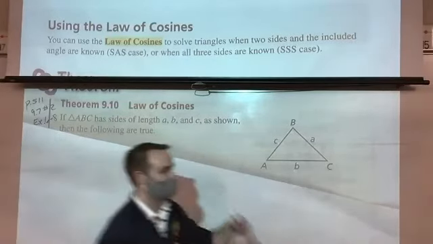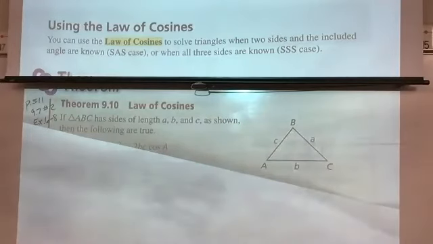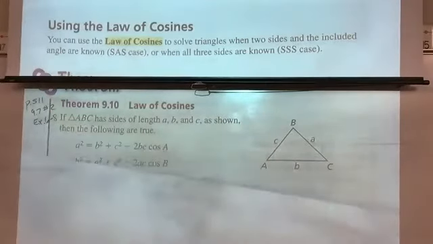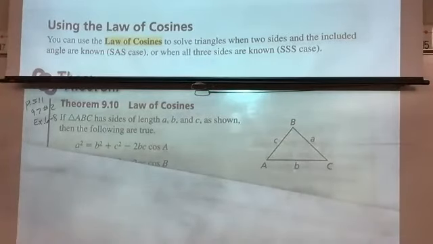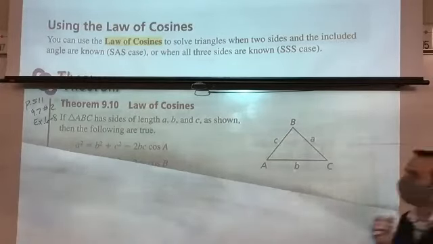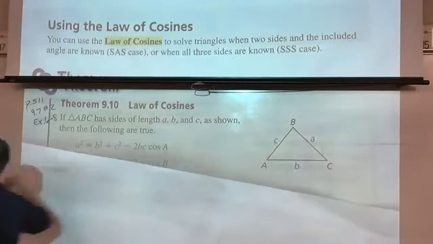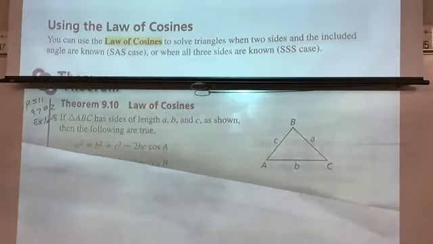I covered up the law of cosines. Let's make sure we have that down. The triangle is going to be the same as it always has been the last few sections. So we've got a squared is equal to b squared plus c squared minus 2bc cosine A.